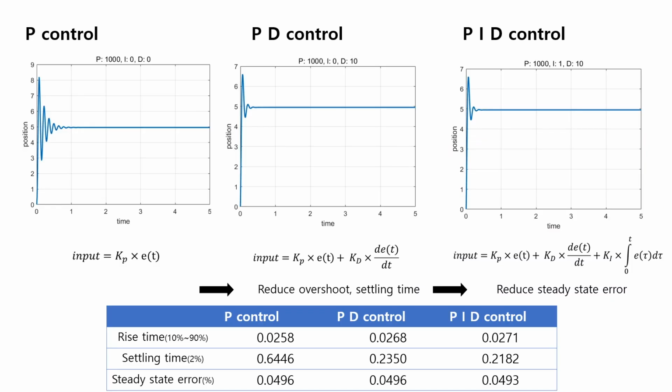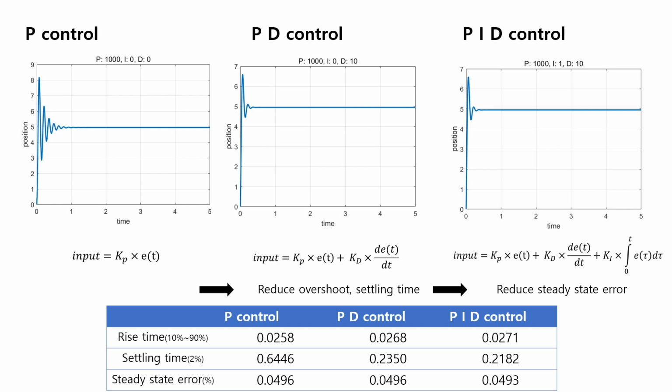How do the gains actually affect the response characteristics of our motors? These three graphs show P control, PD control, and PID control. Target position is 5 for all controls. For P control, input to the motor is the error multiplied by the P gain. By P control, input voltage of the motor is proportional to the error. As you can see in this graph, there is overshoot.